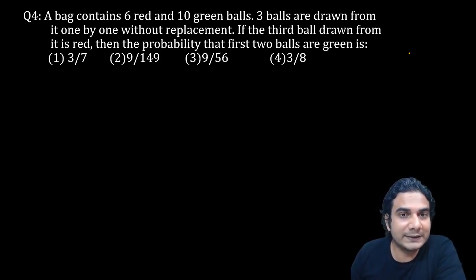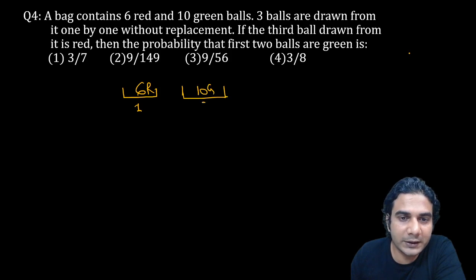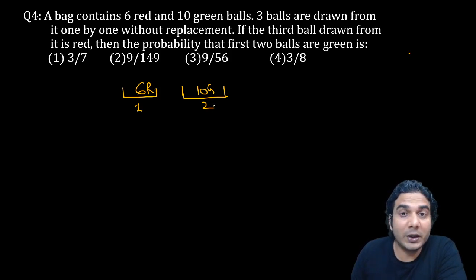A bag contains 6 red balls and 10 green balls. So let's write this. This is bag number 1, 6 red balls and 10 green balls. Bag number 2. 3 balls are drawn one by one without replacement. If the third ball drawn from the bag is red, then find the probability that the first two balls are green. So now it is again a conditional probability. Third ball is given red, then you need to find the probability that first two balls are green.